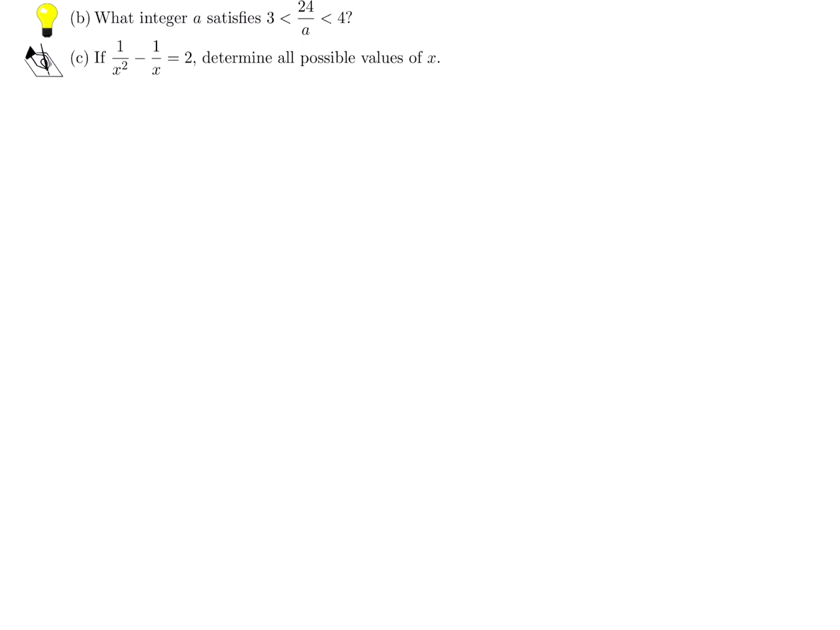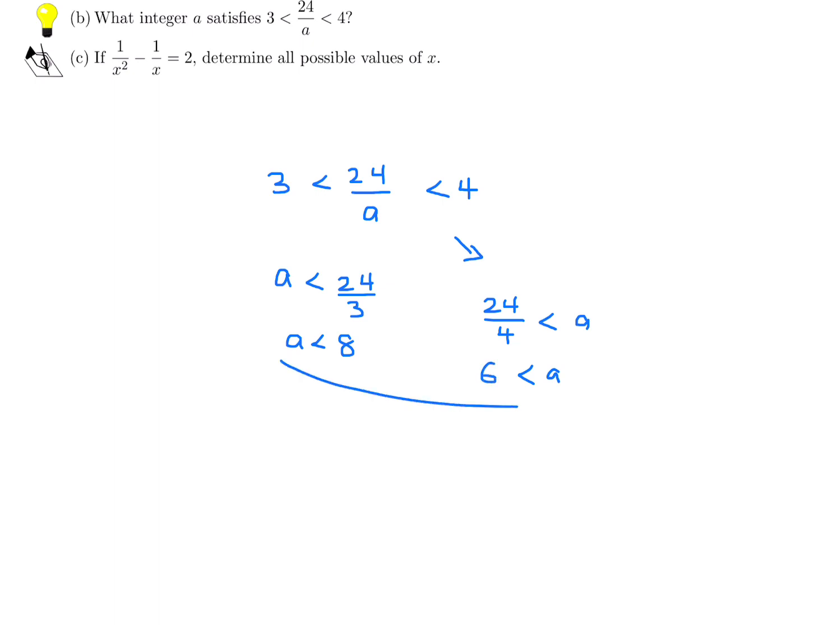What integer a satisfies 3 < 24/a < 4? Well, let's look at the first part of the inequality. That would be that a is less than 24 divided by 3, so a is less than 8. The second part gives me that 24 divided by 4 is less than a, and therefore a is greater than 6. Combining these two, a is greater than 6 but less than 8. So obviously the only integer between 6 and 8 is 7. So a is 7.